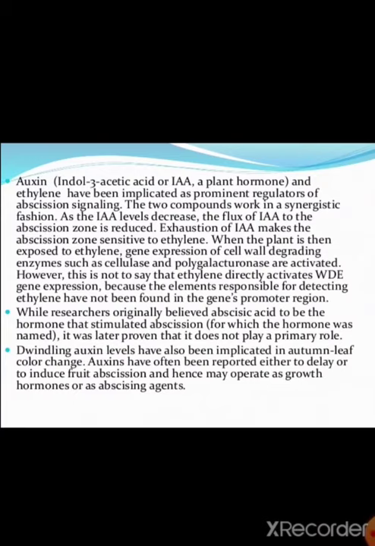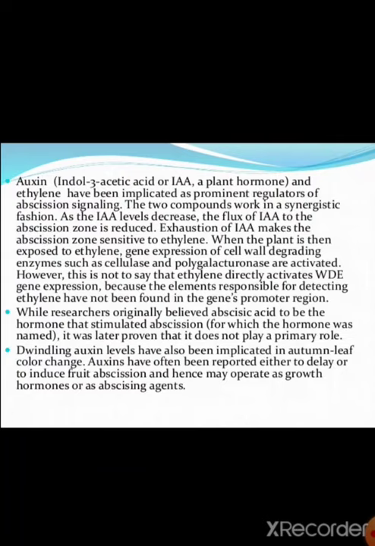As the IAA level decreases, the flux of IAA within the abscission zone is reduced. Exhaustion of IAA makes the abscission zone sensitive to ethylene. When the plant is then exposed to ethylene, gene expression of cell wall degrading enzymes such as cellulase and polygalacturonase is activated. However, this is not to say that ethylene directly activates this gene expression. This is why researchers originally believed ABA to be the hormone that stimulated the abscission process.